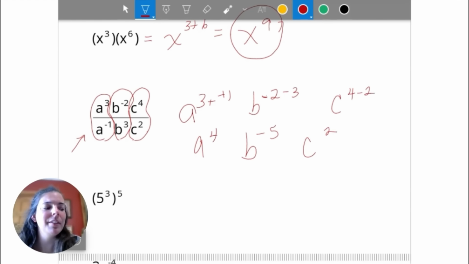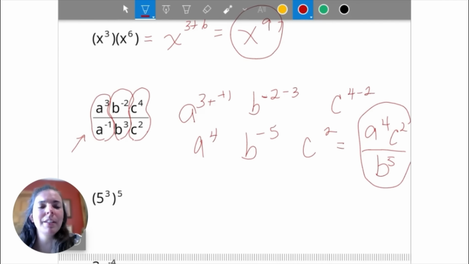Now, how do I write this with a positive exponent? What I do is I take the a to the 4th on the top, the b to the negative 5th, I push that to the bottom and make it positive, and then the c to the 2nd can stay on top. So there is my final answer.